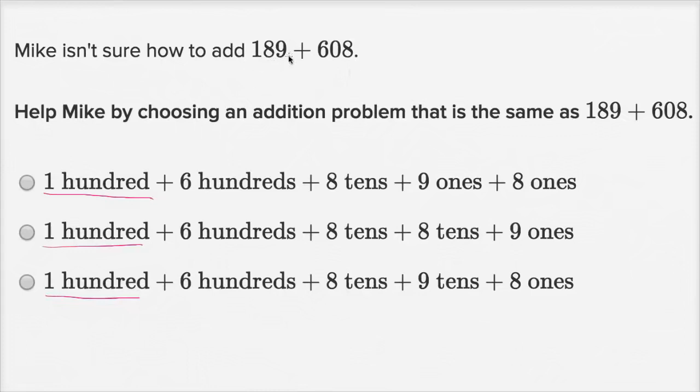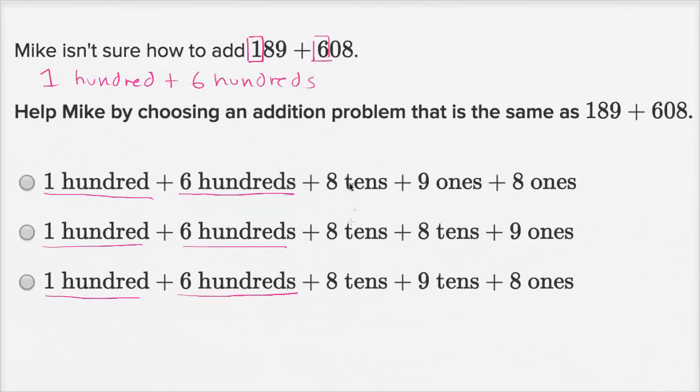Well, in 189, we have a 1 in the hundreds place. So this right over here, that is 100. And then all of the choices actually have 600s. So where are they getting that from? Well, in 608, the 6 is in the hundreds. So that 6 represents 600s. So that's where they got the 100 and the 600s from.